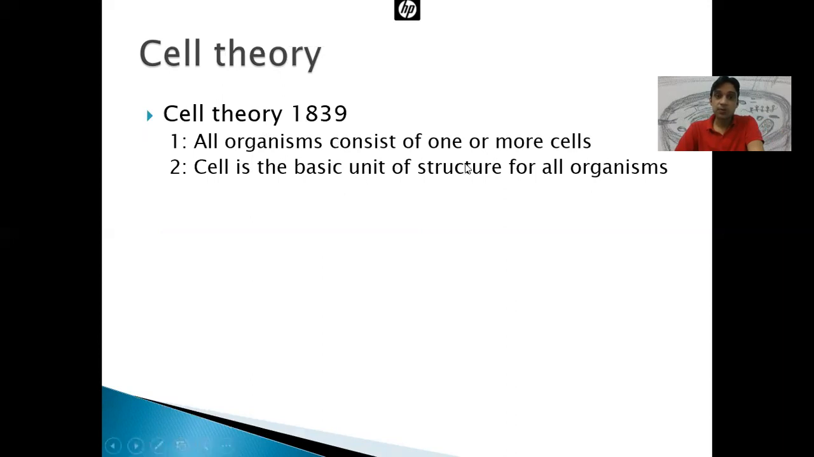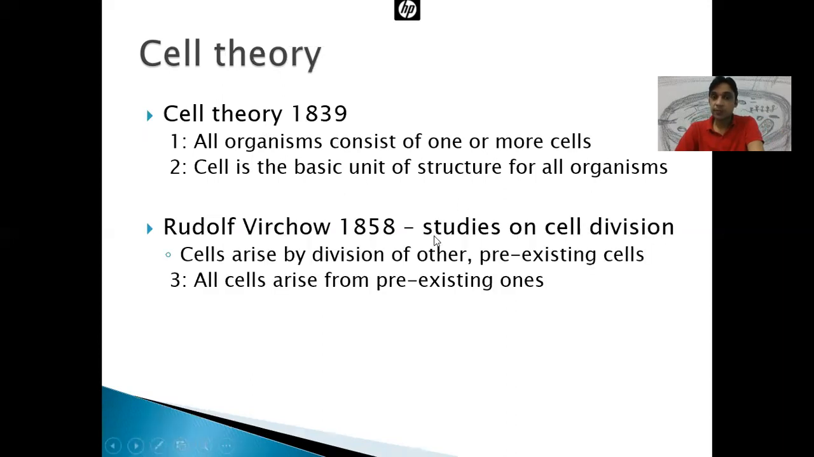All organisms consist of one or more cells. Cells are the basic unit of structure of all organisms, as I said earlier. And another point was added later on in 1858, that all cells arise from pre-existing cells.